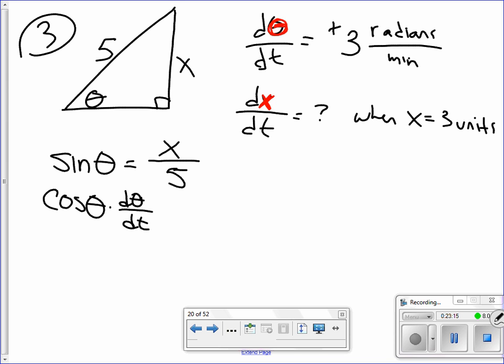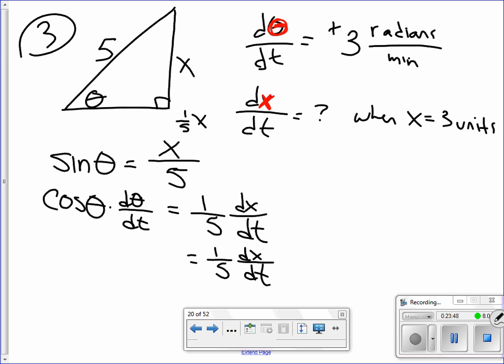Okay. Now on the other side, we have x over 5, otherwise known as 1/5 x, right? So what's the derivative of x over 5? 1/5 dx dt. So we got our equation, we differentiated with respect to time. Now it's time to plug in. We're looking for dx dt, so that's going to stay dx dt for now. We know d theta dt, right?